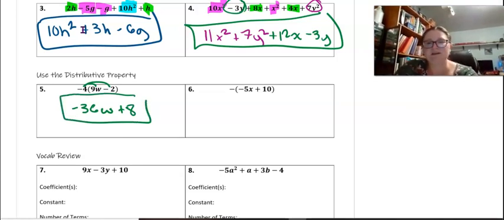Now number 6 might throw some of you off. There's two ways to think of it. One, I like to put a 1 right there, so I'm distributing negative 1. You can also think of it as making both of the things inside the parentheses opposites. Either way, negative 1 and negative 5 makes positive 5x, and negative 1 and positive 10 makes minus 10.